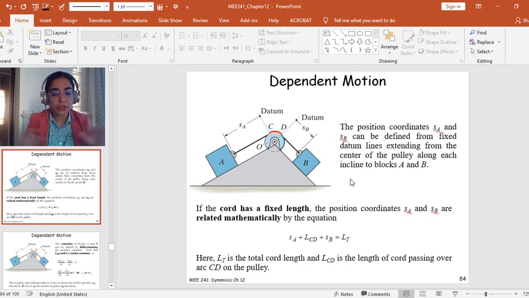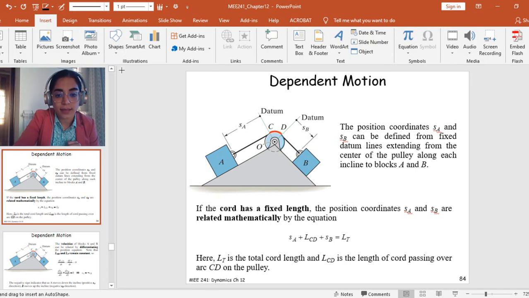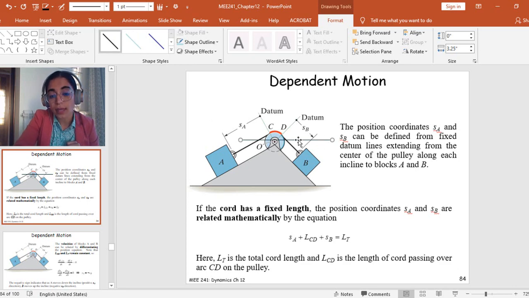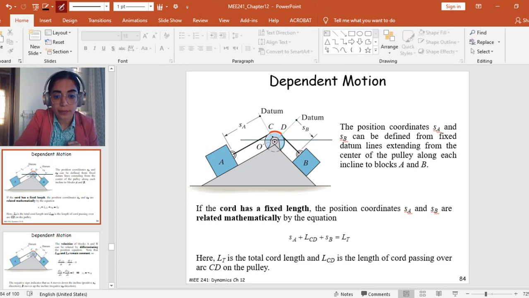In fact, guys, the first step ever in dependent motion is to set a datum where the position is equal to zero, as well as an origin. So I'm going to set this as my datum here, and this O here as my origin. And since this is a rectilinear motion, A goes in a rectilinear motion as well as B, I can say that this is SA from the origin to this point A, because I'm considering mass A as a particle. And I can also consider that this is SB from O to B.